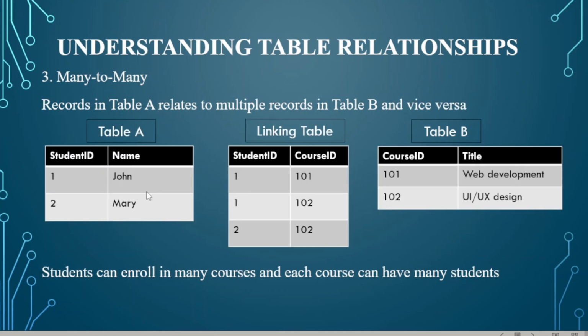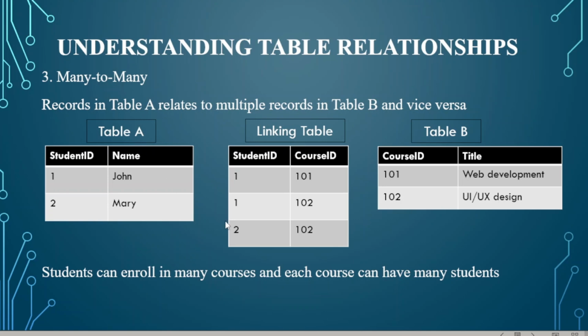But in the many-to-many table relationship, based on this example, we have student ID and name, we have course ID and title here, and this linking table that serves as the third table, table C, is what is actually storing the student ID column and the course ID column.